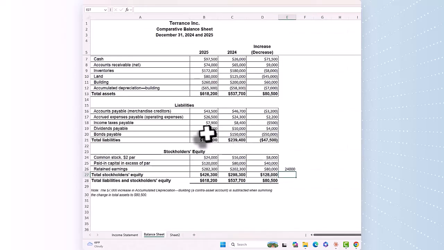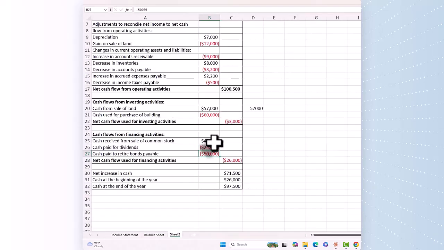Then we've got this $50,000 decrease in bonds payable, so we would have had to pay cash out to get to that number. So now we've got $48,000 coming in, a source of cash from the sale of the stock, and then we paid out $24,000 in dividends, and we paid out $50,000 to retire bonds payable. So we have a total cash outflow for financing of $26,000. Then we're going to take those numbers and net them out to get our net increase or decrease in cash.